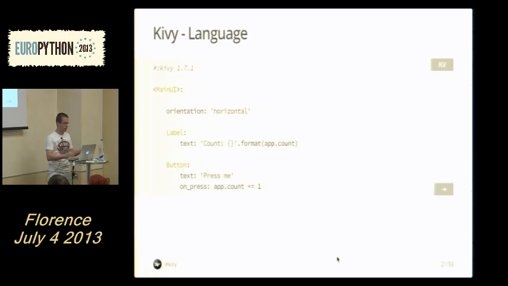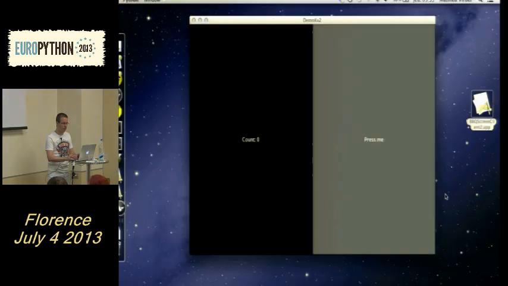And I can add another widget, like a button. Here, I will create a handler on the fly. So when I press the button, I will increment the counter. All right? Let's see. So I have a label and a button. I'm pressing the button, and the label is changing. Very simple.